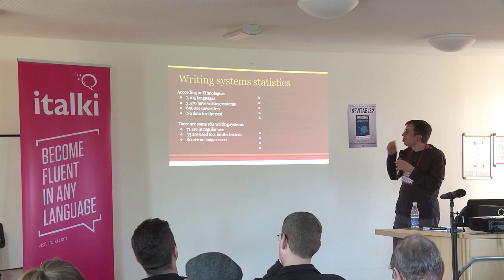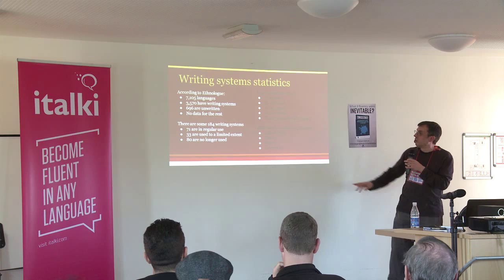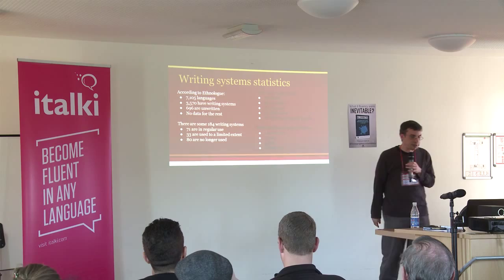So 19 of them are abjads, 56 are alphabets, 71 abugidas, 22 syllabaries, and 16 Semanto-phonetic scripts. And these are the most widely used ones. Latin by a long way, the Latin Roman alphabet. Okay. Finally, we get on to the main part of the talk.